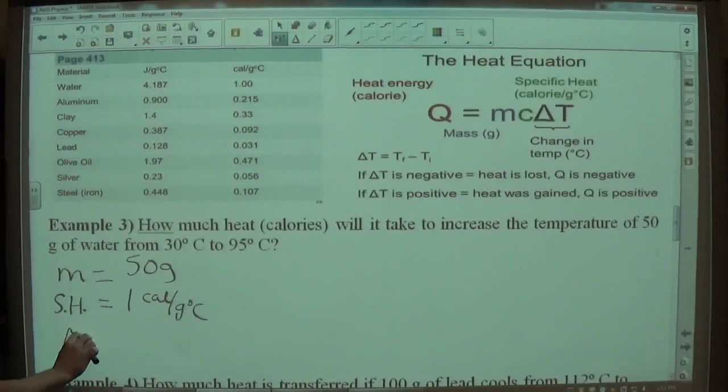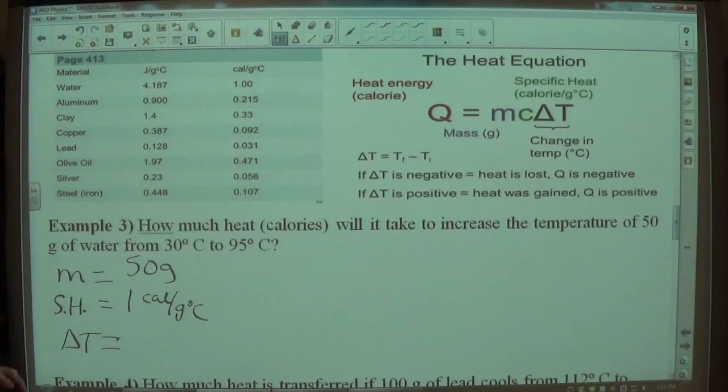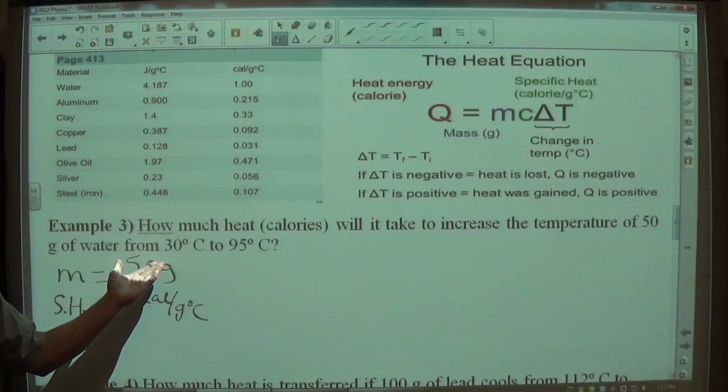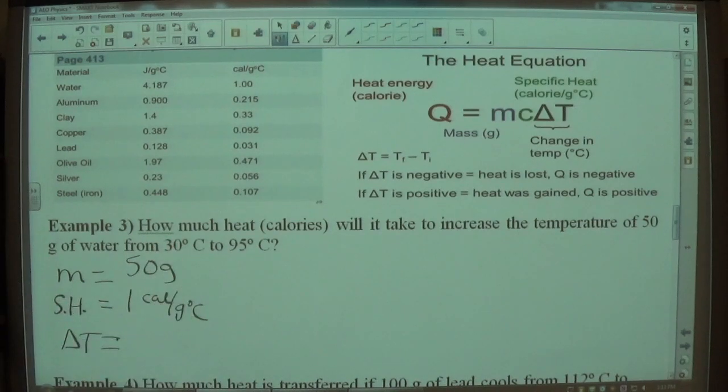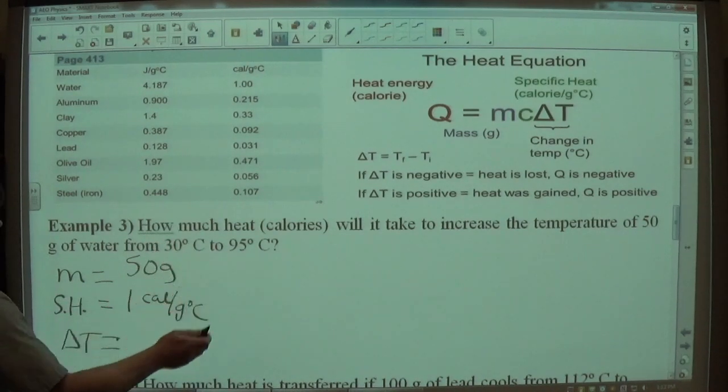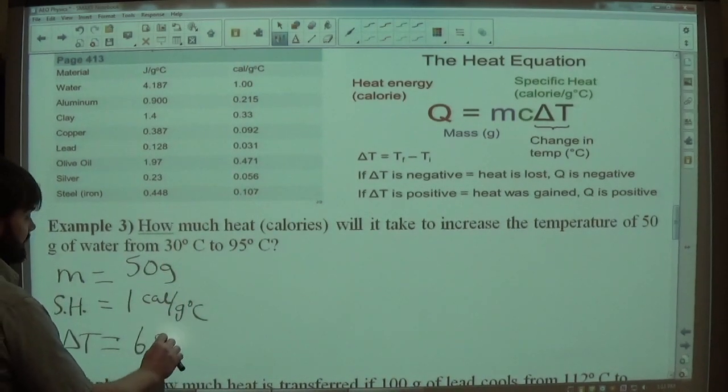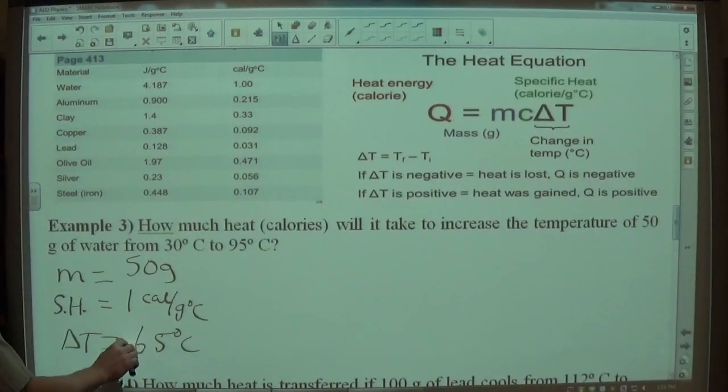And then delta T is the change in temperature. Well, they tell us it starts at 30 degrees Celsius and it ends at 95 degrees Celsius, so it increased in temperature. If we subtract those out, you get 65 degrees Celsius. And this again is the change. If I want to put it as a plus, I can.